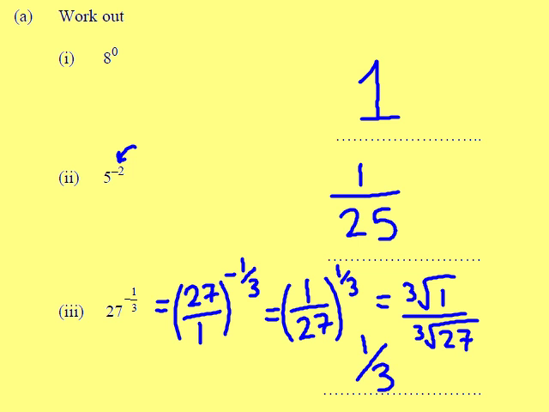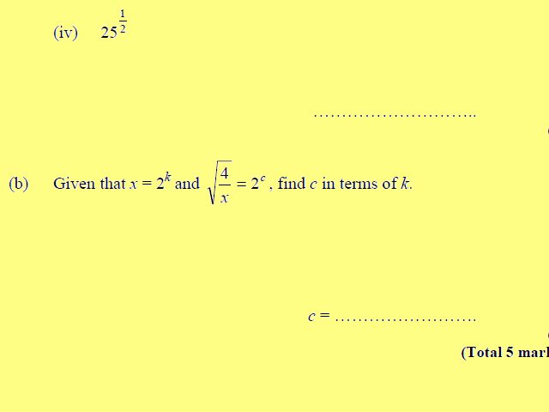Next question. 25 to the power of a half is just equal to the square root of 25, which we know will be 5, and that goes on the dotted line. A slightly more challenging question.